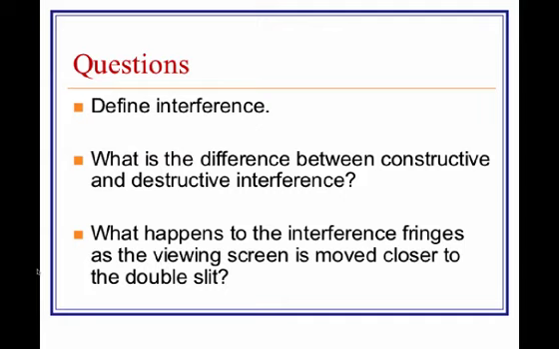What happens to the interference fringes as the viewing screen is moved closer to the double slit? So you have a double slit projecting and creating an interference pattern on a screen. That screen is now moved closer. What's going to happen to the interference fringes themselves? Think about things like, will they get brighter or dimmer? Will they move closer together or get farther apart? Will they get out of focus? Will they fade in, fade out, disappear? Anything along those lines. Just think about what happens to those fringes.